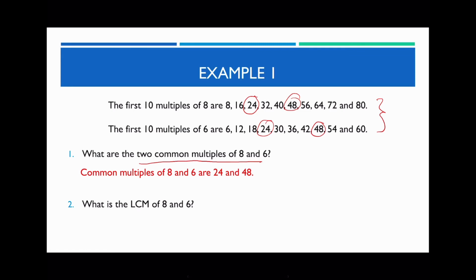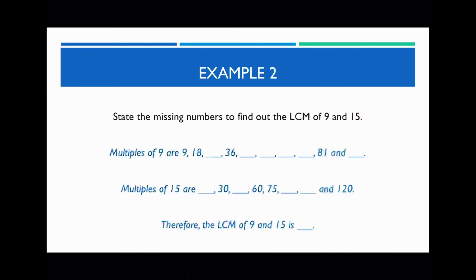Now, question 2 says, what is the lowest common multiple of 8 and 6? So out of these 2 numbers that you've identified, which are common multiples, which one's the smallest one? Therefore, your answer is going to be 24 in this case. So this is a pretty simple question.